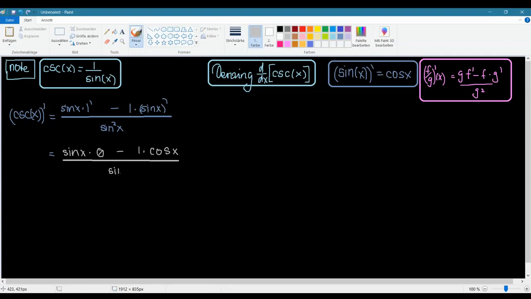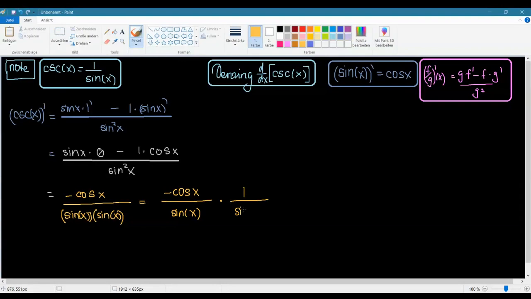So now what do we do? Well, now we are going to write out the denominator as sine x times sine x, because it's going to show us that there's a last thing we can do. What we're going to end up with over here is negative cosine x over sine x times sine x. Well, that equals negative cosine x over sine x times 1 over sine x.